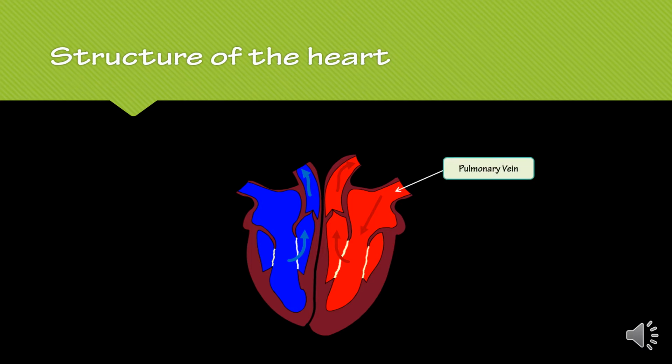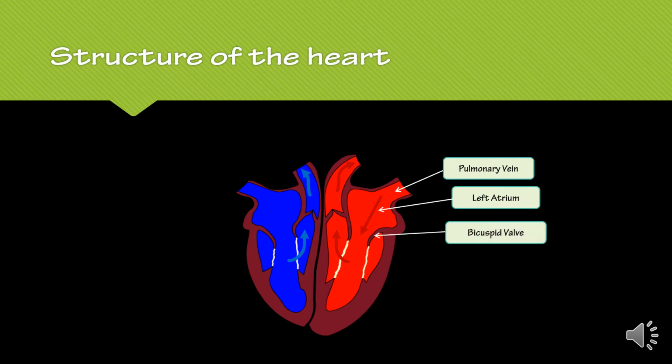So the pulmonary vein takes blood from the lungs, and the lungs have oxygenated the blood. So the pulmonary vein carries oxygenated blood from the lungs back to the heart, and then it fills up into the left atrium. When the left atrium is full and the heart beats, it contracts, forcing the blood through the bicuspid valve and into the left ventricle. When the blood enters the left ventricle, the bicuspid valve slams shut to prevent any backflow.